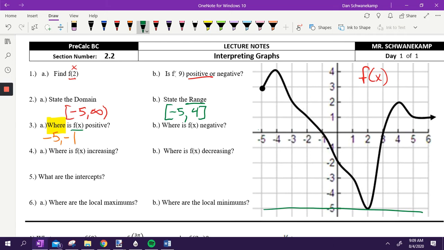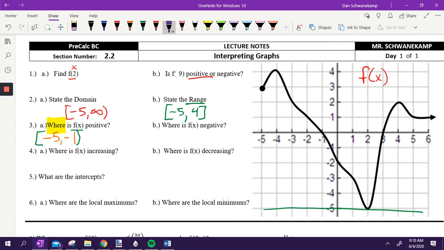At -5, am I actually positive? Yeah, I'm actually positive. I'm going to use a bracket right there. At -1, am I actually positive? No. What am I at -1? 0. I'm 0. That's not positive. All right, so at -1, I'm not actually positive. So I'm going to use a parenthesis right there because it's not actually included in that positive interval. Everything right up until -1, I'm positive, but at -1, I'm 0. That's not positive. I don't want to include it. Cool. There's my first one.